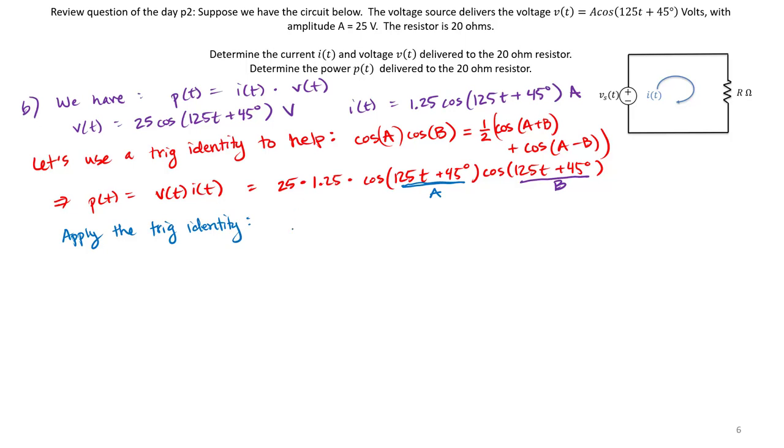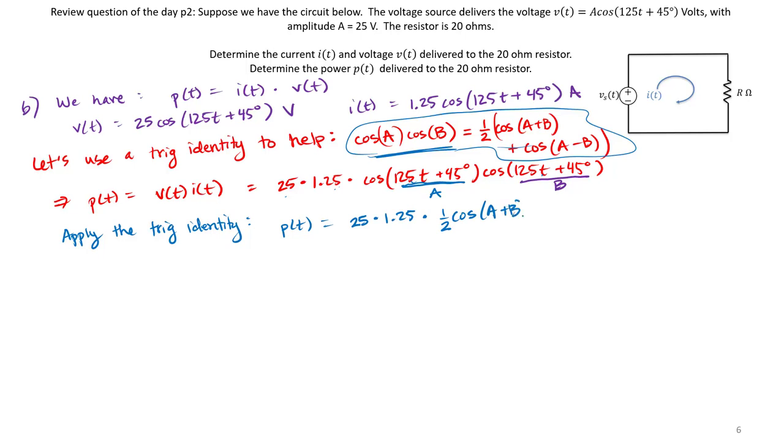And if I do that, I'll get that my power is equal to, here I still have 25 and 1.25, those are just constants. But then I replace cosine A cosine B with our trig identity. So I replace these two terms with 1/2 cosine A plus B plus cosine A minus B.